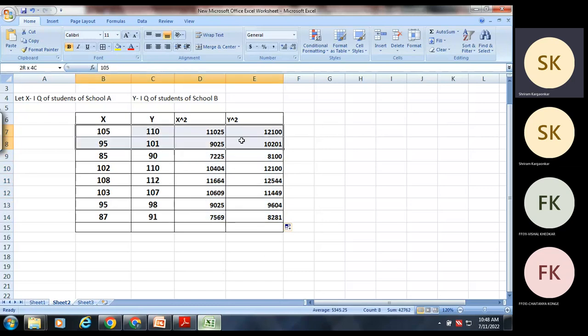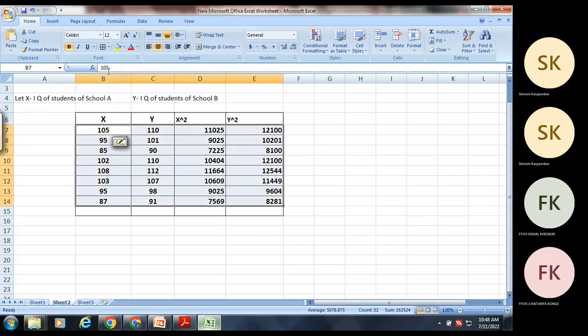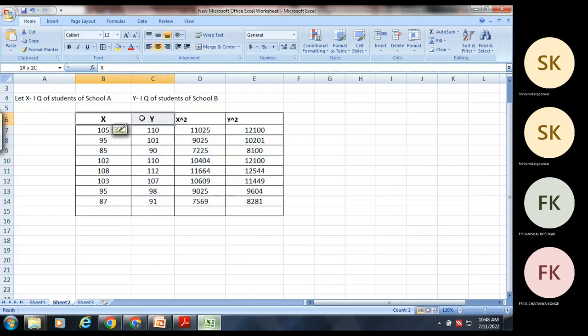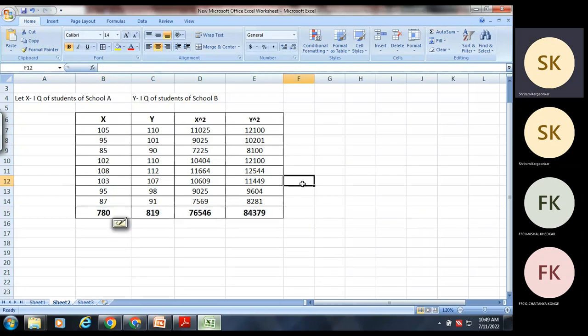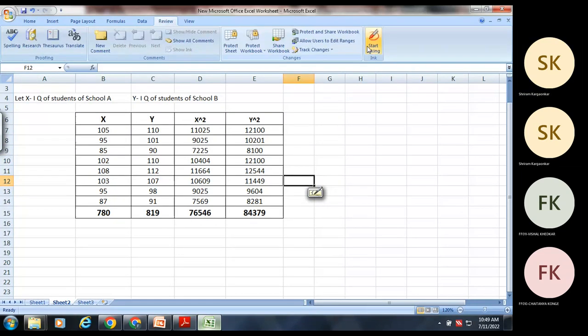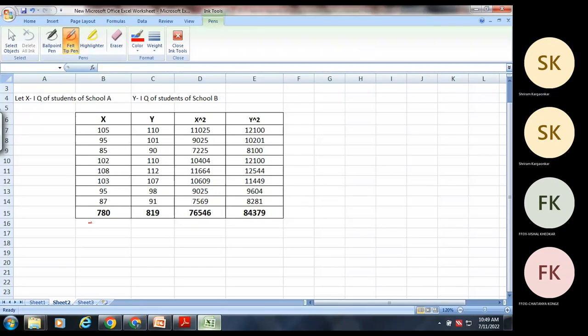So these are the values. Okay. So these are the values. Okay. Now I want the totals. Okay. So simply auto sum. I do the auto sum. So these are the totals, right? I highlight it. So these are the totals which we want. Okay. So here, what is this? This is summation xi. This is summation yi. This is summation xi square. And this is summation yi square.